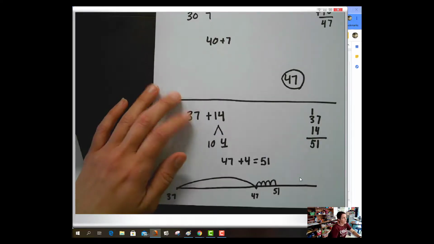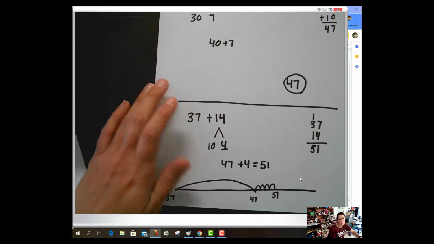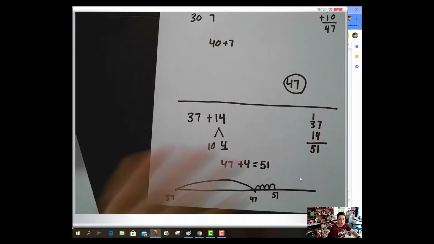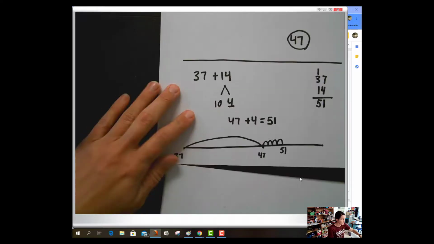I'm trying to think of some other different strategies I've seen. Those are the only ones that are coming to mind right now. So if you use one of these, great. If you didn't, if you had your own strategy, again, please share it if you can. You can take a picture of it and send it to me however you solved it. And we're moving on to our next question.